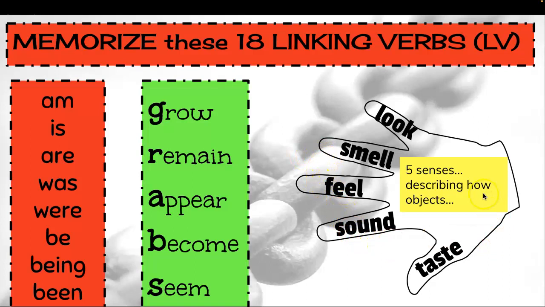And I want you to think about them describing how an object looks, how it smells, how it feels, how it sounds, and how it tastes. Because some of these can also be action verbs, and you have to really think about it. If I'm describing how something tastes, it tastes yummy. That's different from the action of I tasted the pizza, in that I took the pizza and put it in my mouth and tasted it. So we really have to go back to that description idea. How does it look, smell, feel, sound, and taste?